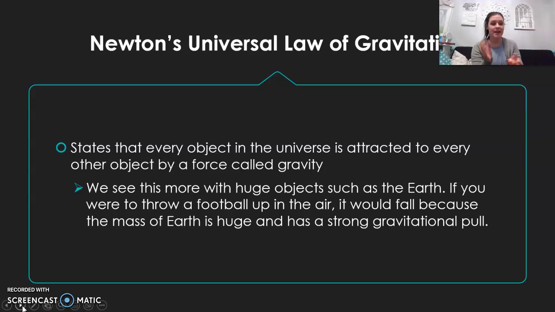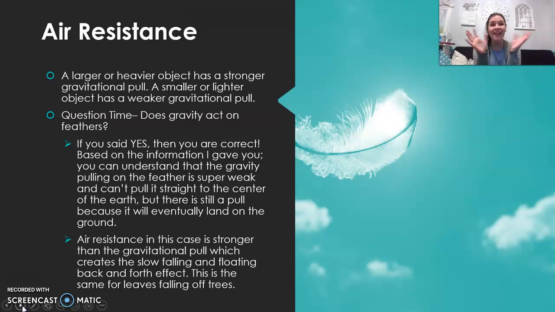If you were to take a football and throw it up in the air, or if I take this pencil and throw it up in the air, it would fall because the mass of the Earth is huge, and it has a huge, strong gravitational pull that is pulling this pencil down to the ground after I throw it up in the air. A larger, heavy object has a stronger gravitational pull. A smaller, lighter object has a weaker one.